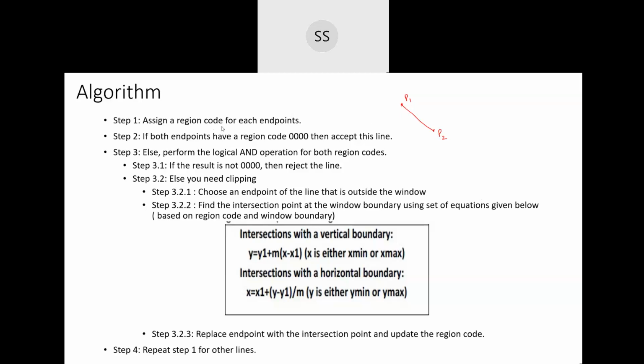Once the region code is given, we will check whether the P1 region code is equal to 0000 and the P2 region code is 0000. If both of them have the region code equal to all zeros, then we are going to accept this line because it is within the window.